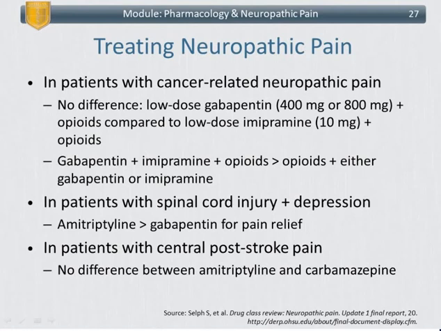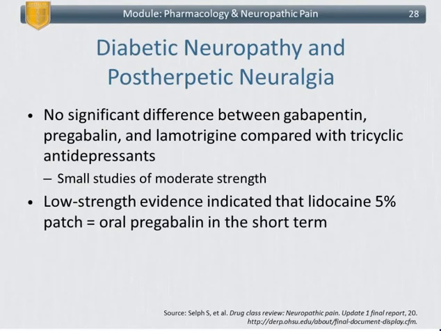In patients with central post-stroke pain, there doesn't seem to be any difference between amitriptyline and carbamazepine. I don't remember the numbers, but probably neither work all that well because it's very hard to treat central post-stroke pain. No significant difference between gabapentin and pregabalin and lamotrigine when compared with tricyclics. These are small studies. And there is a small short-term study looking at lidocaine patches, comparing it to oral pregabalin or Lyrica. And again, this is for postherpetic neuralgia and for diabetic neuropathy, and finding them equal.